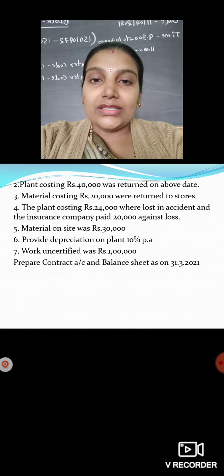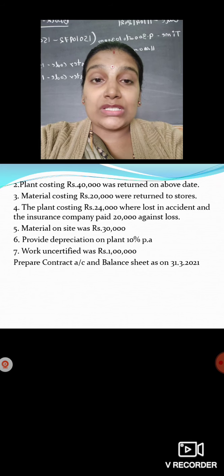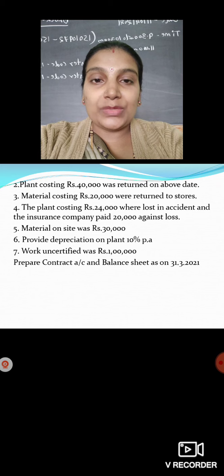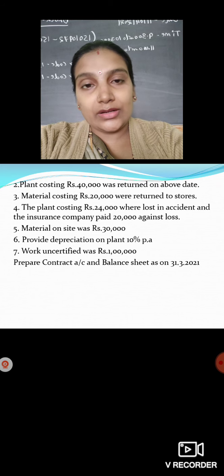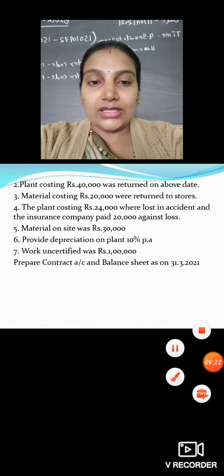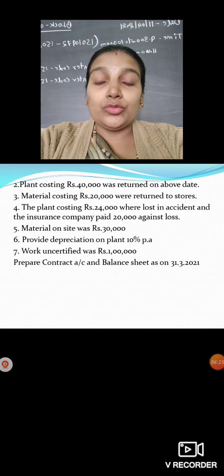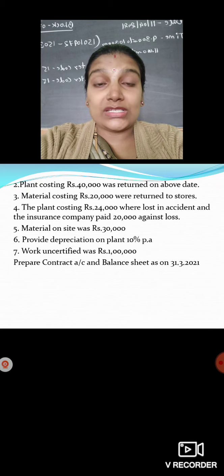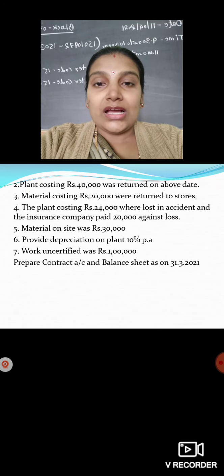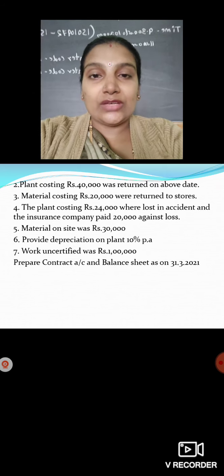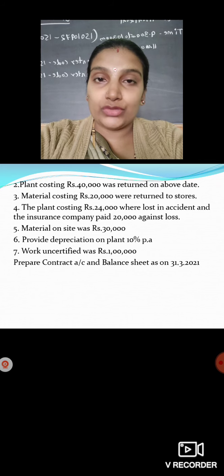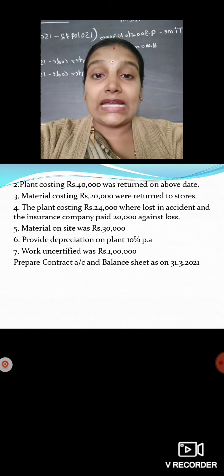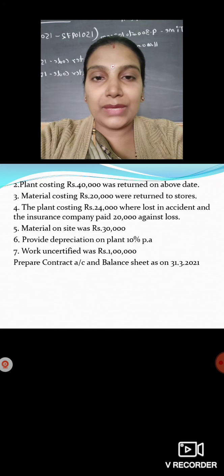Okay. Then plant costing rupees 40,000 was returned on the above date, means we have returned it. Then material costing rupees 20,000 were returned to stores. Material also we have returned. Then fourth point you have the plant costing rupees 24,000 were lost in accident, means loss to us. Against that insurance company paid 20,000, means how much are we in loss? 4,000. Okay, 4,000 loss we are going to record in contract account, and claim we are going to record directly in the balance sheet.